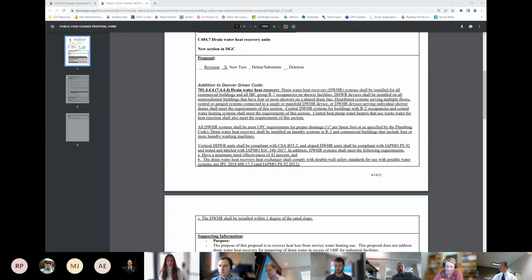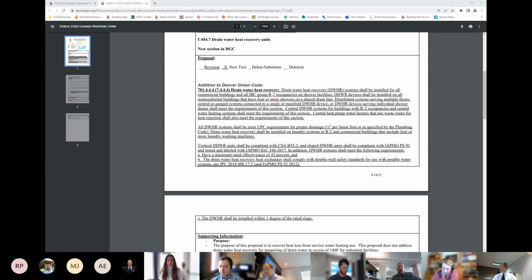And then in the base code of the IECC, there's a requirement for residential heat recovery units to meet CSA B55.1. And I didn't see it referenced here, so I didn't know if that was needed to be referenced here, or is it, since it's in base code, it's already implied?